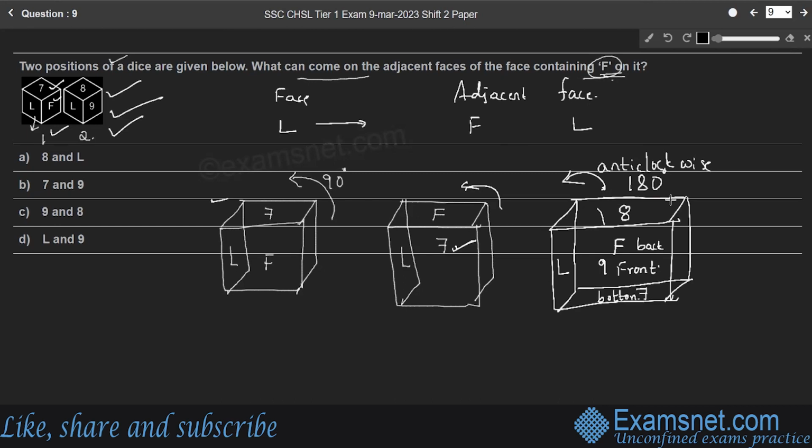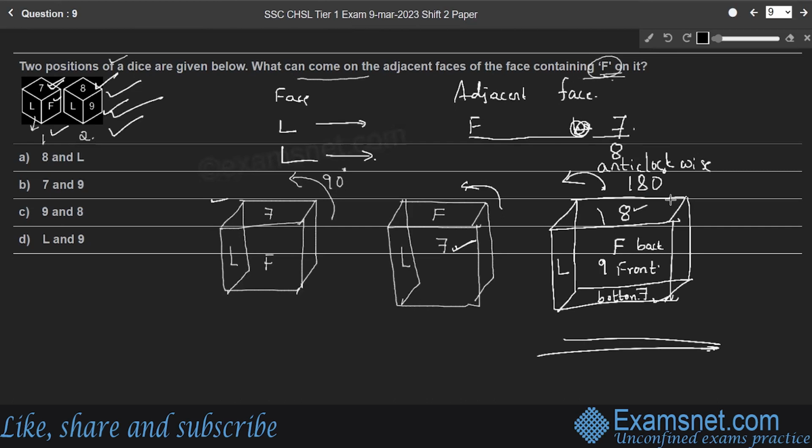9 is the front face, 8 is the top face. But what is the relation between 8, 9, these two faces, and 7 and F? For that, consider this position. Here, 8 is the top face, 7 is the bottom face. So F and 7, right? Therefore, L has two adjacent faces in the second position, right?